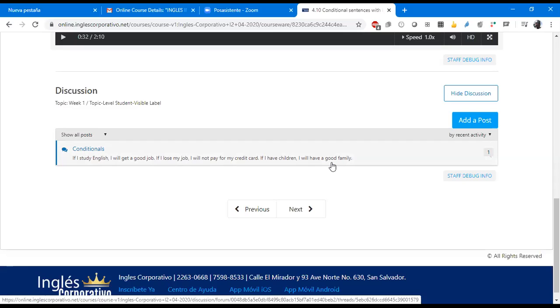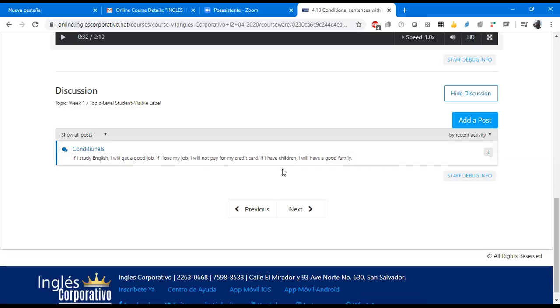I will need to be more responsible. Yes, well, I will need to be more responsible. So you see, there is always a result, right? But what you are saying now is that in the present we establish the possible situation. If I have children, it means that at this moment probably I don't have any. But suppose I already have children, how can I change the sentence here?